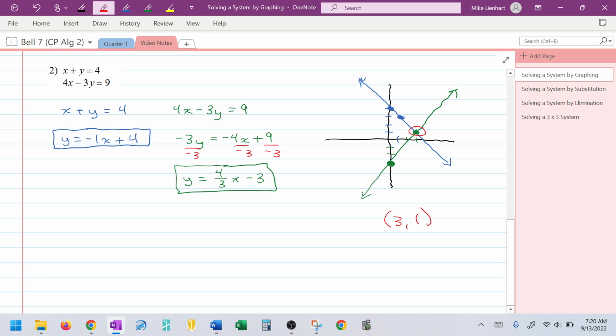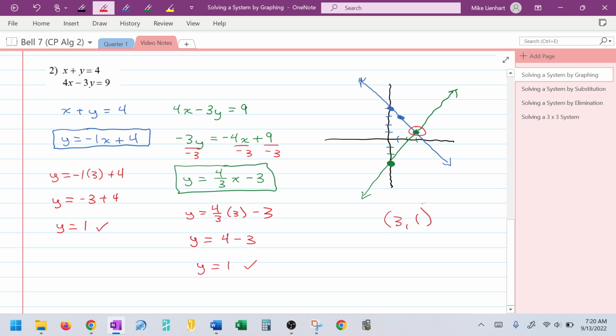All right, so now what I need to do is verify it. If I check it in the first one, I have y equals negative 1 times 3 plus 4, or y equals negative 3 plus 4, which means y is equal to 1. That's the y that I'm supposed to get when I plug in 3. Go to the second equation. y equals 4/3 times 3 minus 3. Now 4/3 times 3, that's going to be 4 minus 3. And 4 minus 3 is 1.